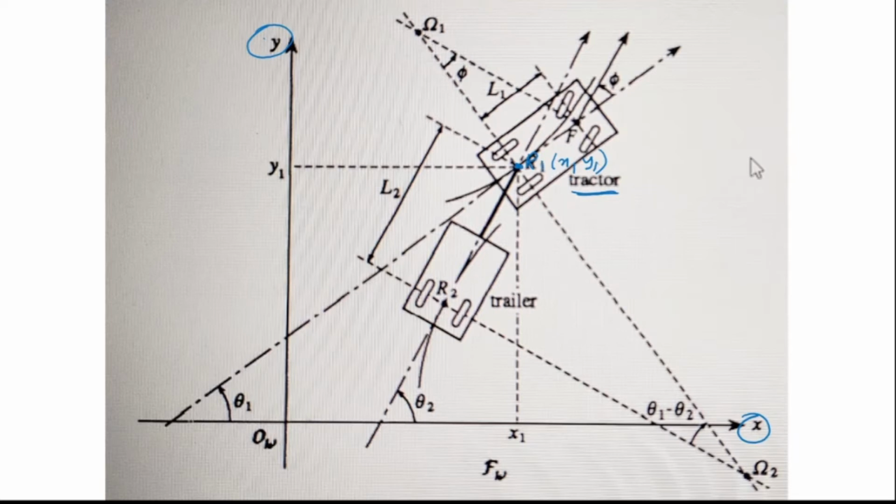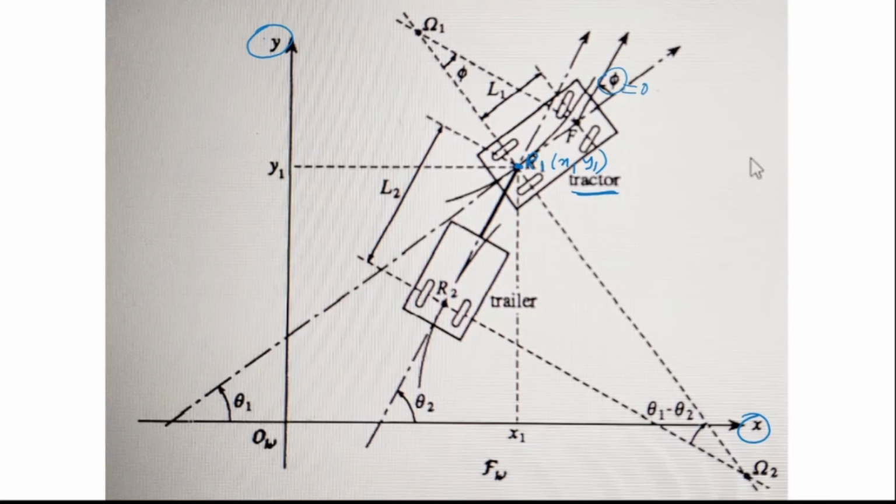R1 is at coordinate x1, y1. Now the front wheels have a steering, which means that there is a phi there. Depending on the turn that the tractor wants to take, we can change that phi angle and the tractor can take a turn. When we are going straight, then that phi can be equal to 0. In that case, it is going straight.